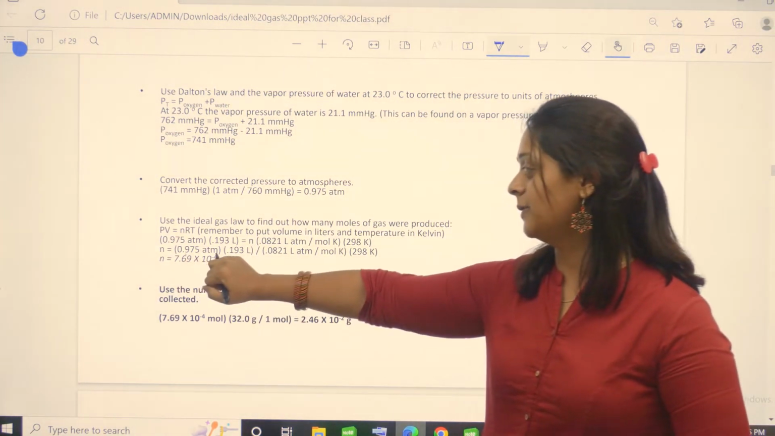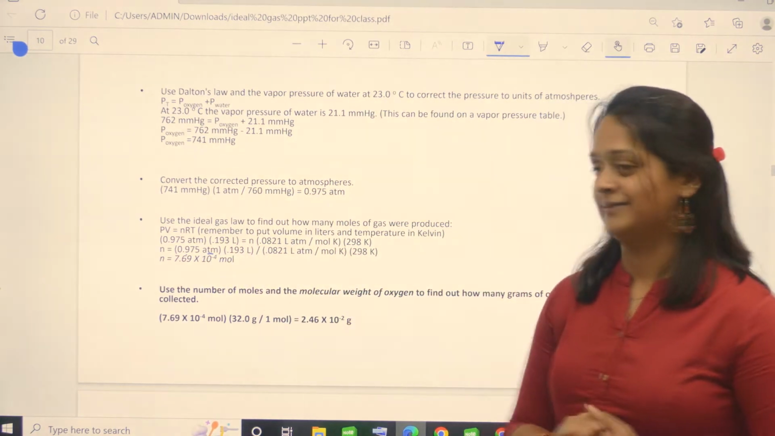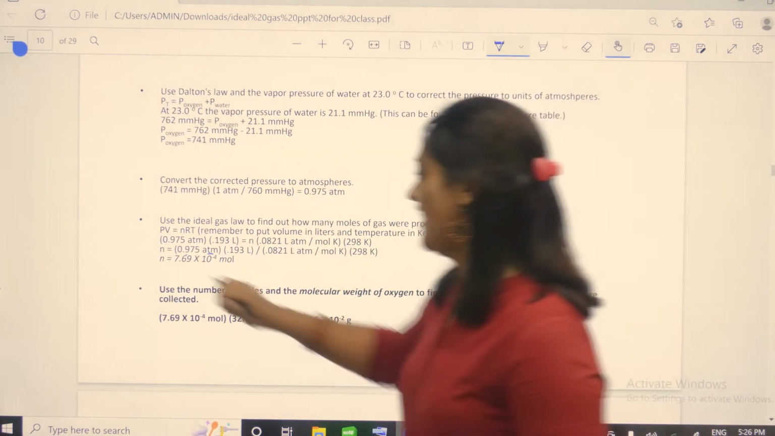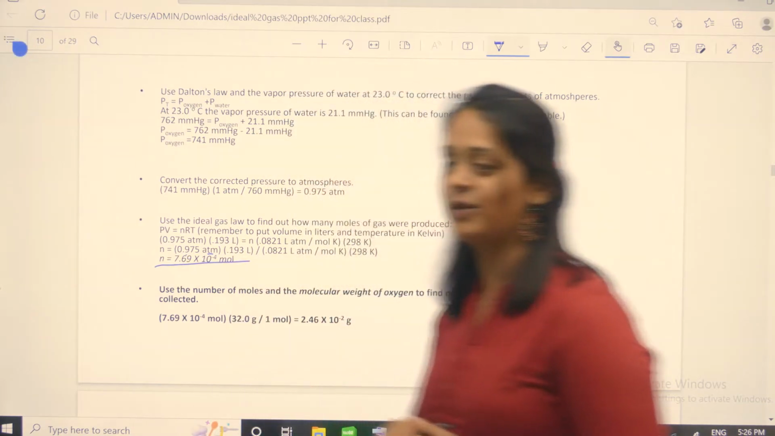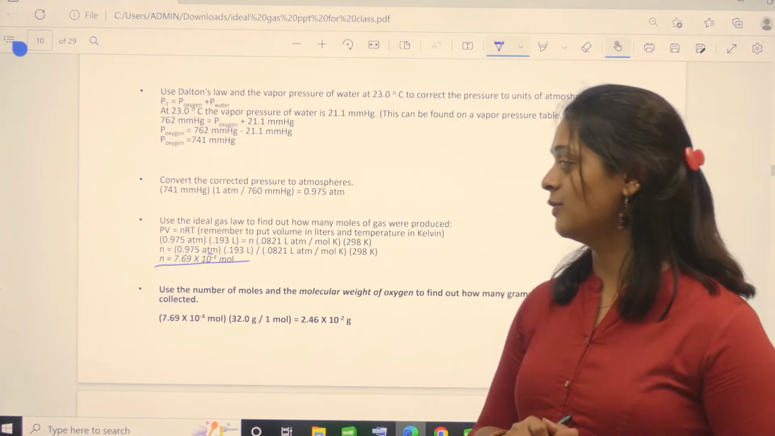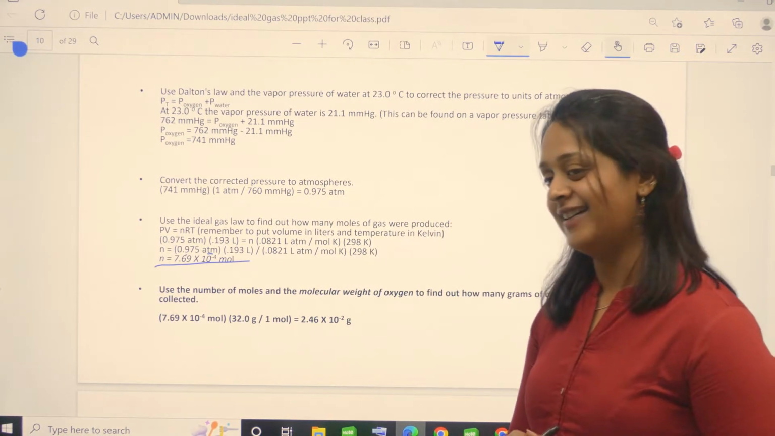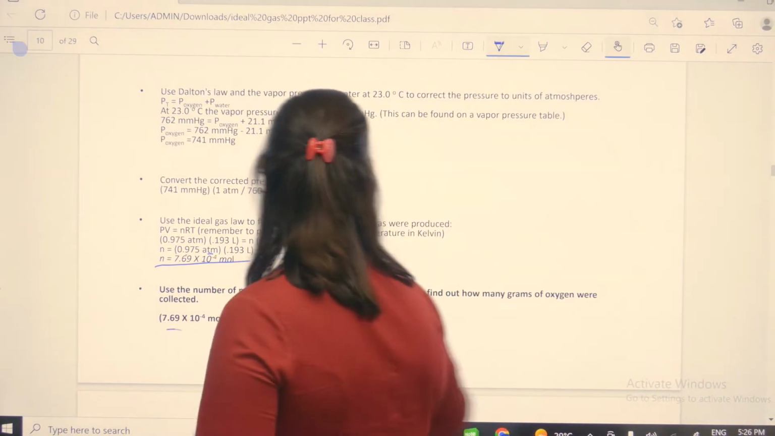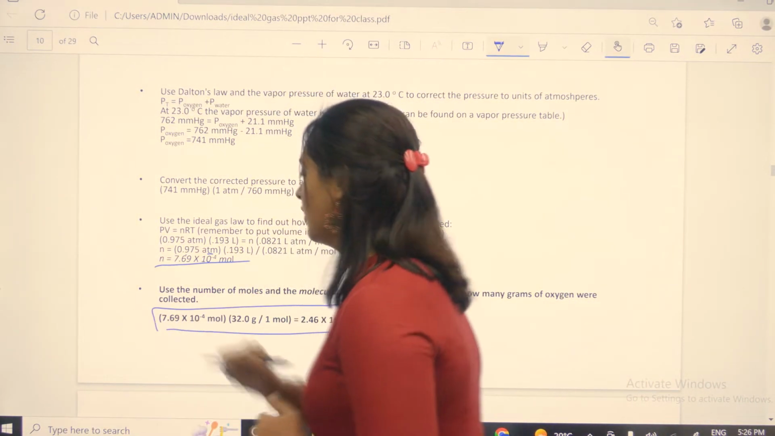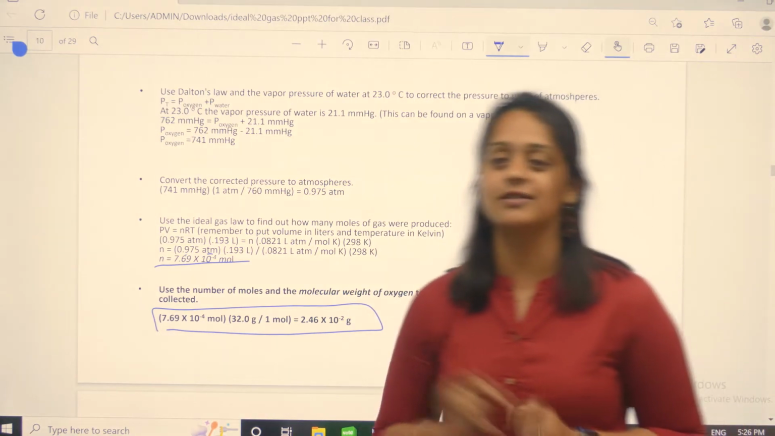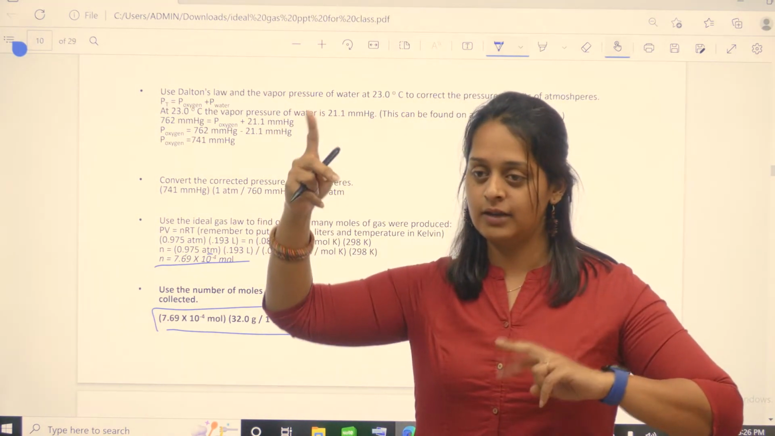0.975 atmospheric pressure you are getting. Yes, ma'am. And the number of moles will be 7.69 into 10 raised to power minus 4 mole. Yes, absolutely right. And into 32 will give me grams of oxygen. So these types of questions arise, Dalton's law as well.